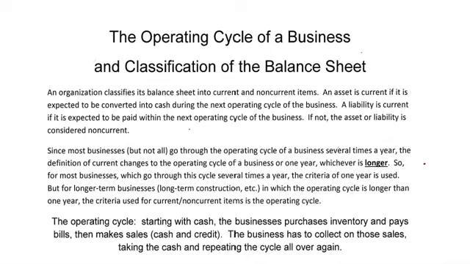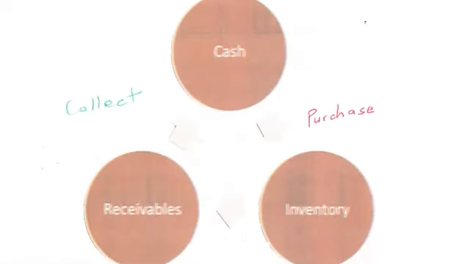What determines that current period? It is the operating cycle of the business. So let's take a look at the operating cycle, and then we're going to come back and look at that criteria between current and non-current. Okay, the operating cycle of the business.